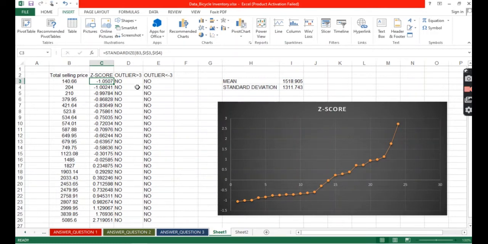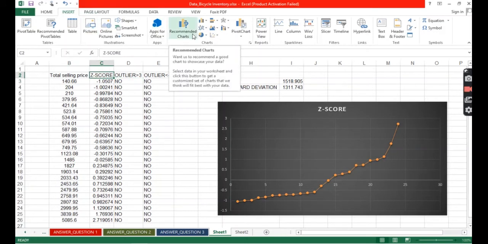So after I get the answer, for the outlier, I use the formula if, and the value is yes and no. So all of the answer is no because none of them are more than 3 or less than -3. So for the next question, the first one, I highlight the answer of the Z-score, and then I put the scatter chart on the recommended chart, and I get the chart of the Z-score.